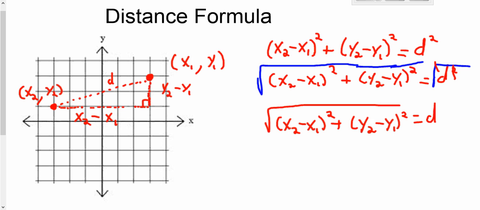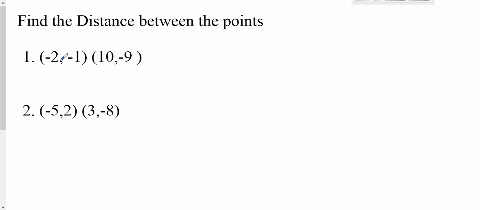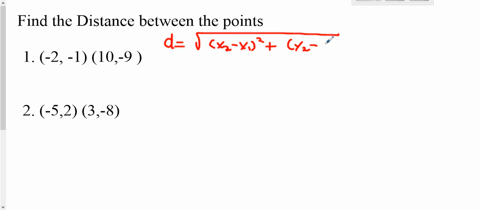Alright, let's go ahead and use it quickly and show you how to actually find the distance. I'm going to find the distance for number 1. I'm given these two points. They can be on a graph or they can be simply two points like this. We're going to use our distance formula. So d is equal to the square root of the difference in our x's squared plus the difference in our y's squared.